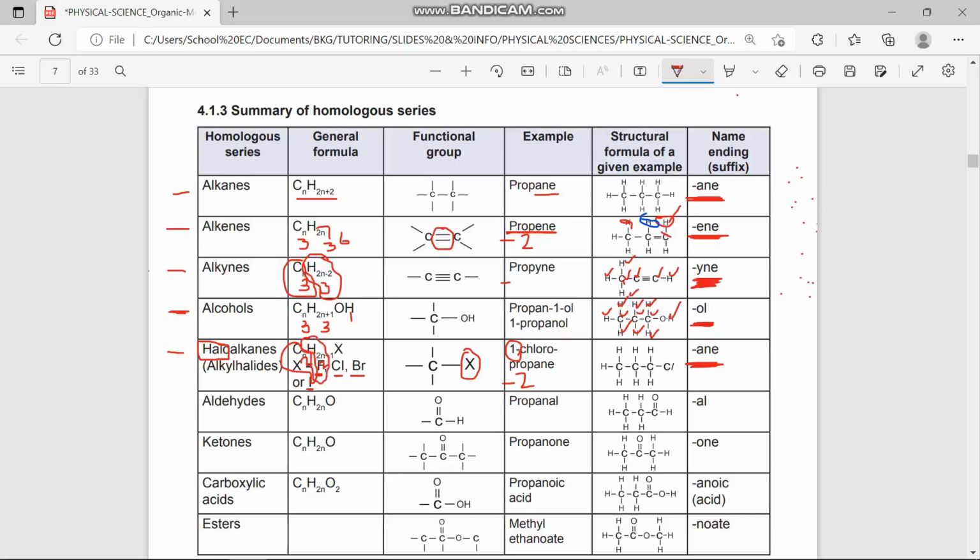We're going to have a substitute there. How many hydrogen atoms are we going to have on chloroethane? Because we have 2 carbons now, 2 multiplied by 2, that's 4, plus 1, we're going to have 5 hydrogen atoms, and this compound is going to be chloroethane. That's how it goes.